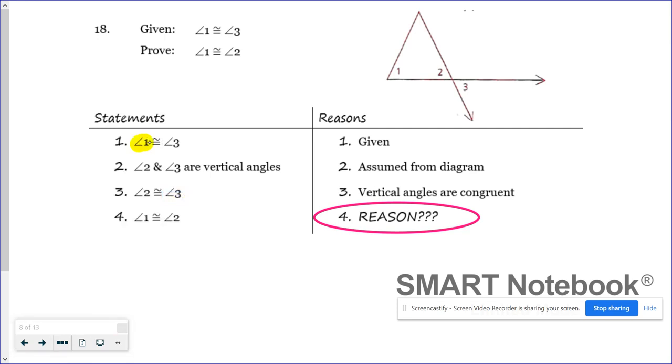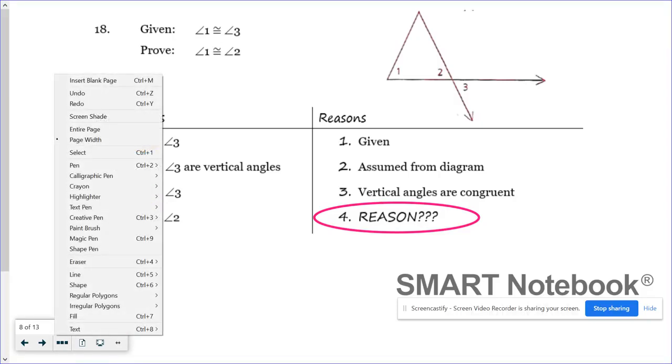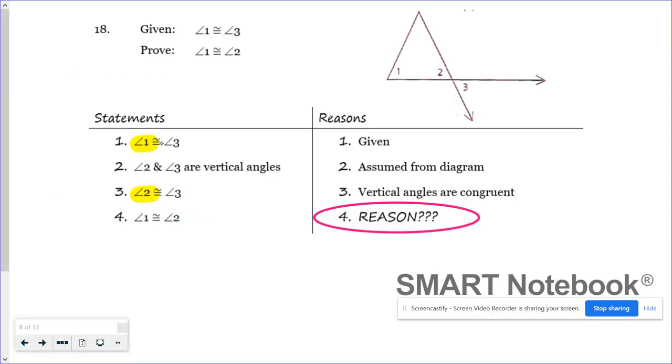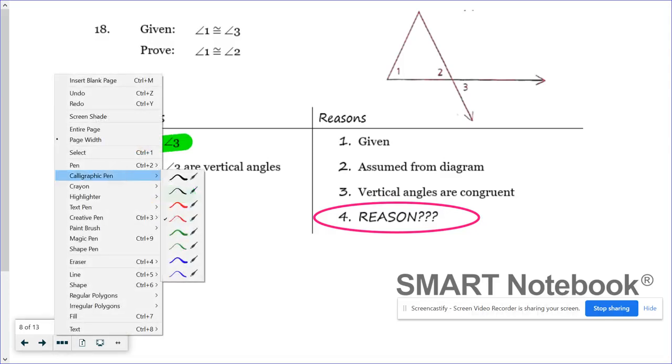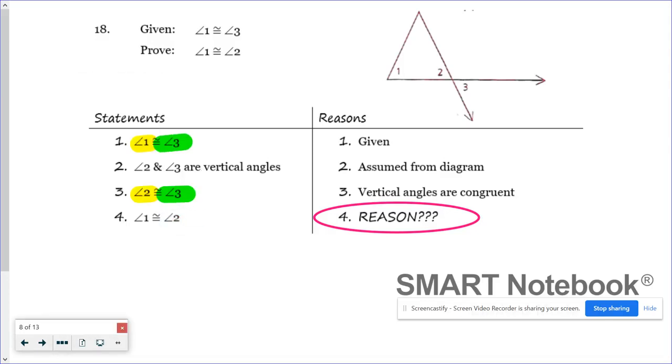So here's angle 1. Here's angle 2. What do you notice? Yeah, they're both congruent to angle 3. And so when you have angles congruent to the same angle, making them congruent, what is that called? That's right, that's your transitive property.